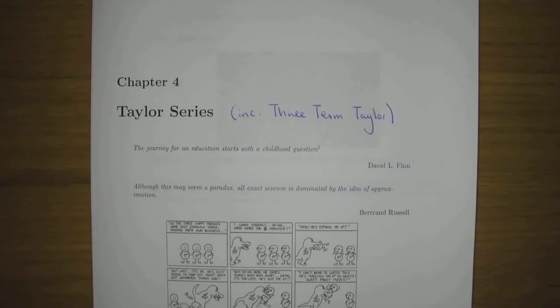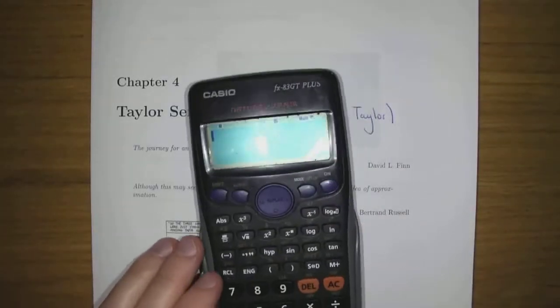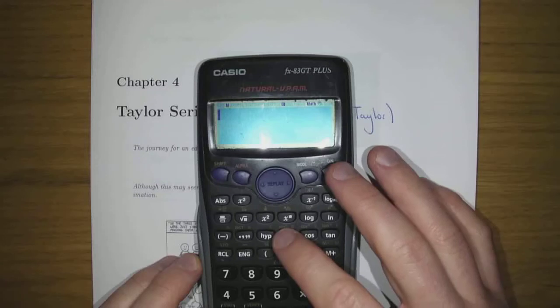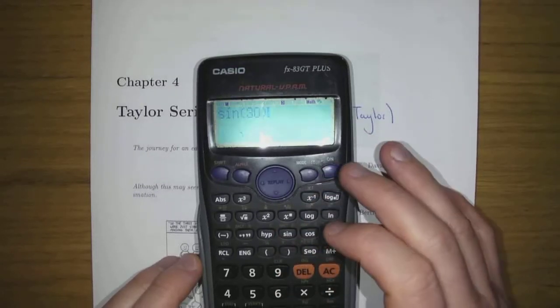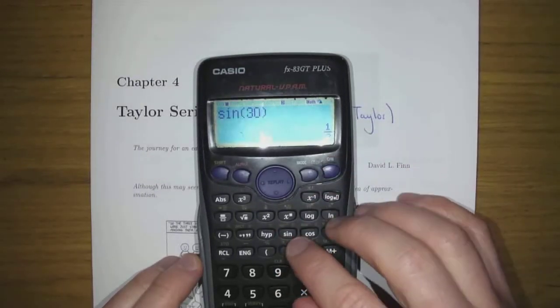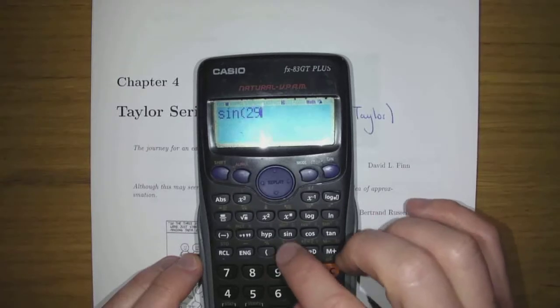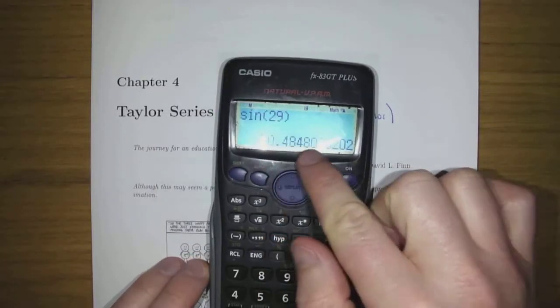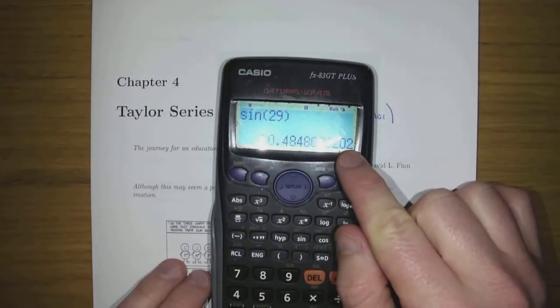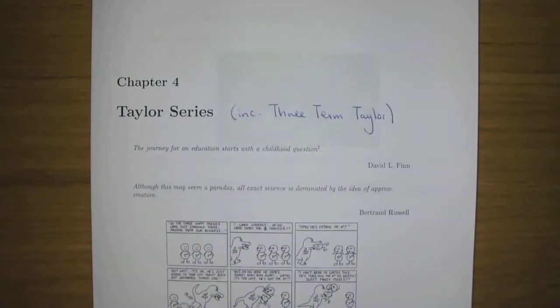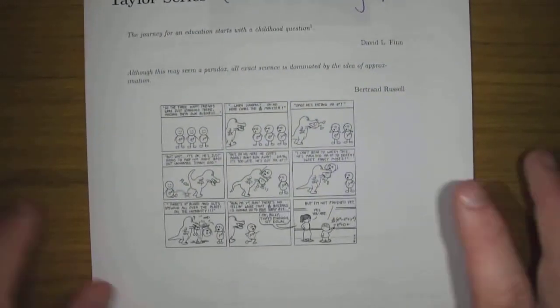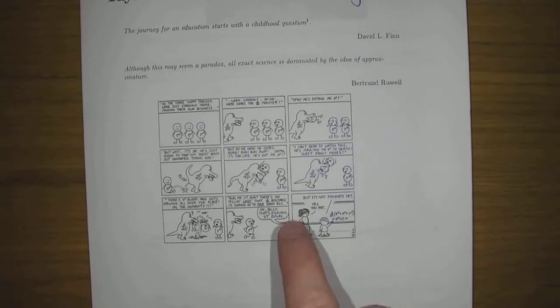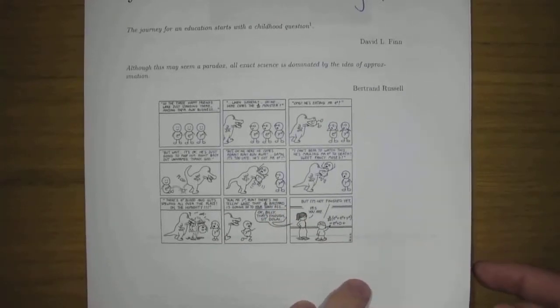Okay. So I have a little quote here, which is: the journey for an education starts with a childhood question, and the question is, how does a calculator actually work? Like, how does it know that, say, sine of 30 degrees? It's a bad example. Say sine of 29 degrees. How does it calculate these numbers? How does it do that? Okay, and this is what we're going to look at. You can have a little look at that if you want. We'll be looking at that thing next week.